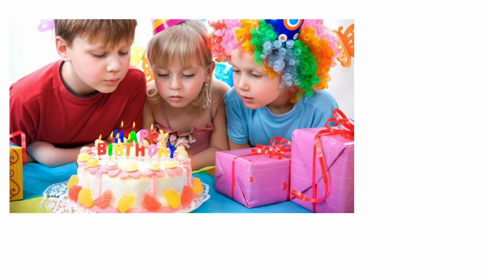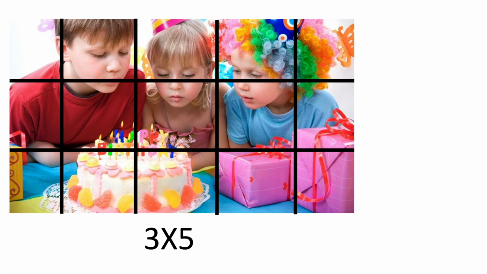So the main idea is to divide this image using grids. For understanding purpose, let's use a grid of 3 by 5. Now each block will be responsible for identifying and localizing a face. Now the question arises, what happens if a face extends to multiple blocks? For example, this face extends to these two blocks.